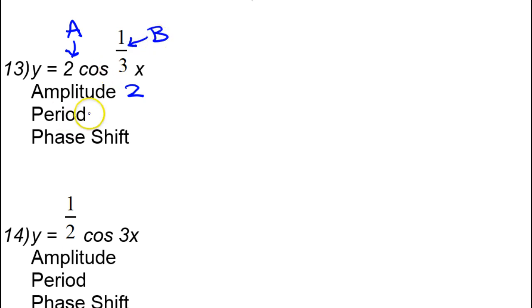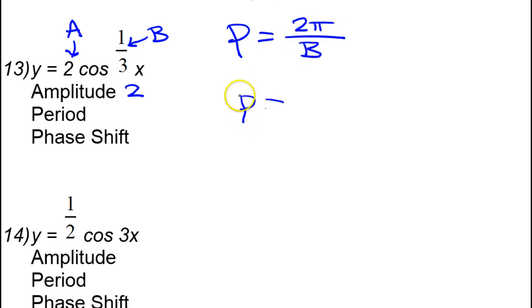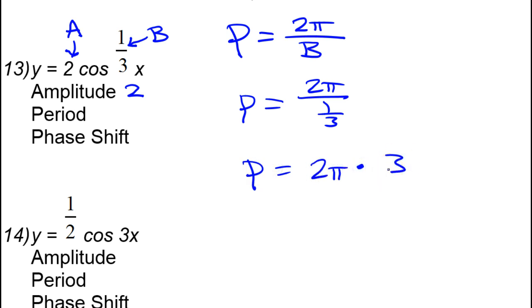This is my B value. The B value determines the period in the following way. The period is always 2 pi divided by that B value. So the period is going to be 2 pi over 1/3. So the period is going to be 2 pi times 3, because when you divide by a fraction, you multiply it by the reciprocal. The reciprocal of 1/3 is 3. So the period is going to be 6 pi.